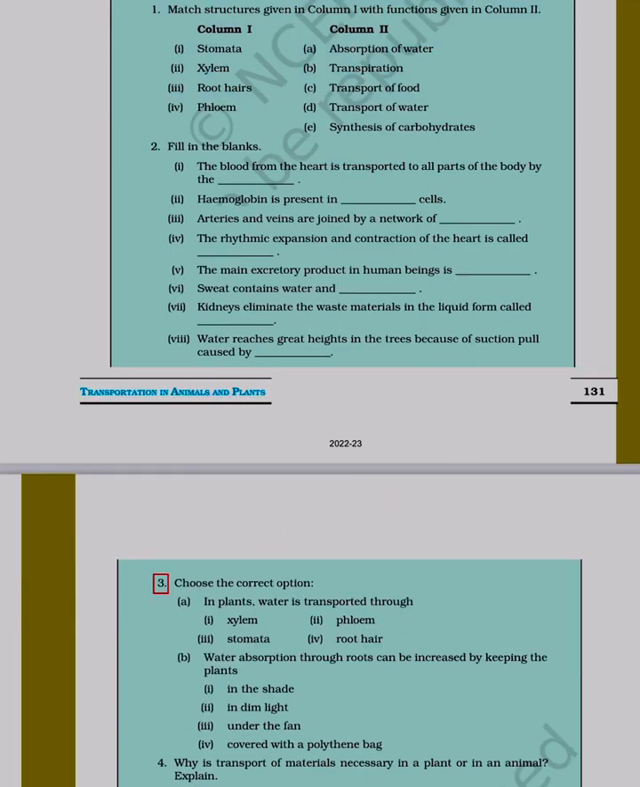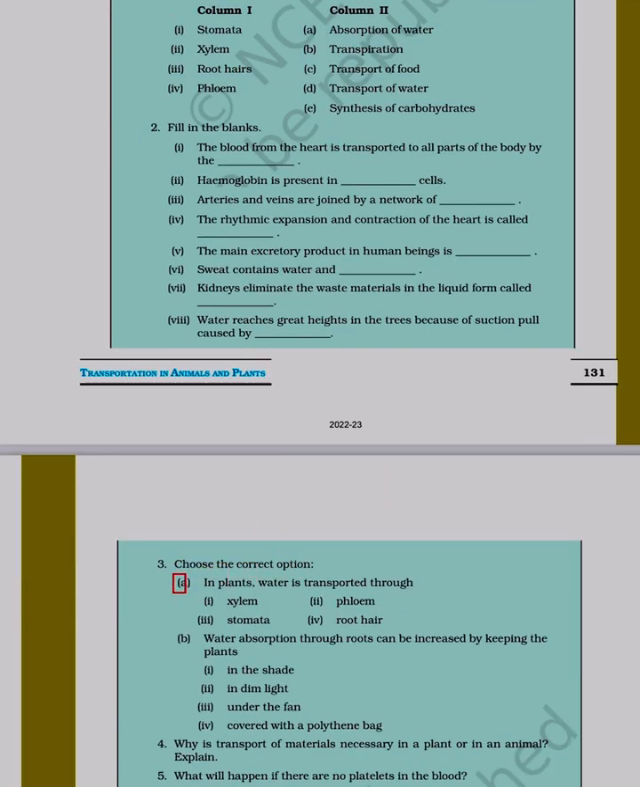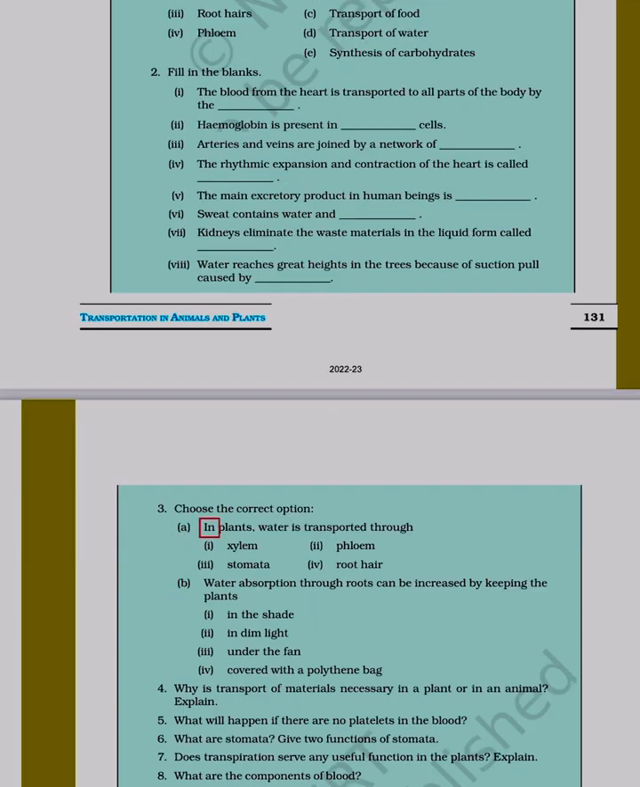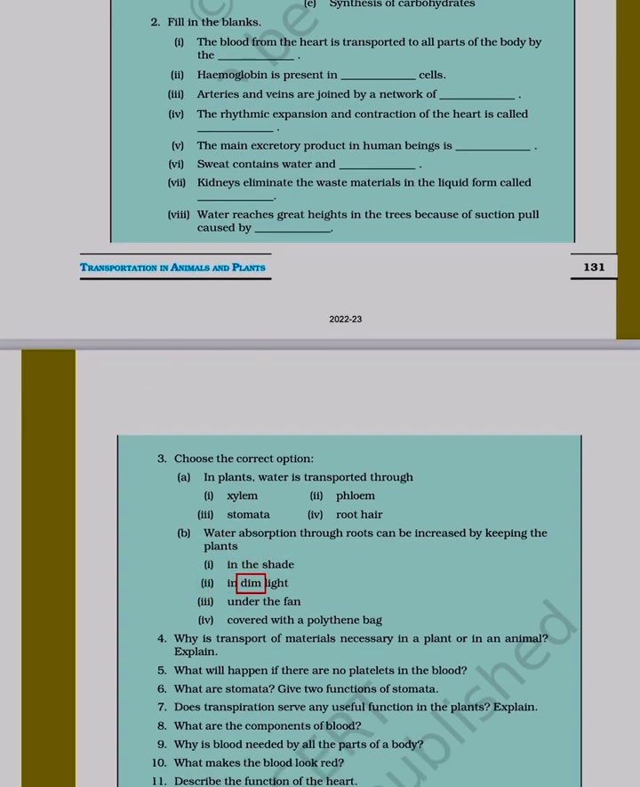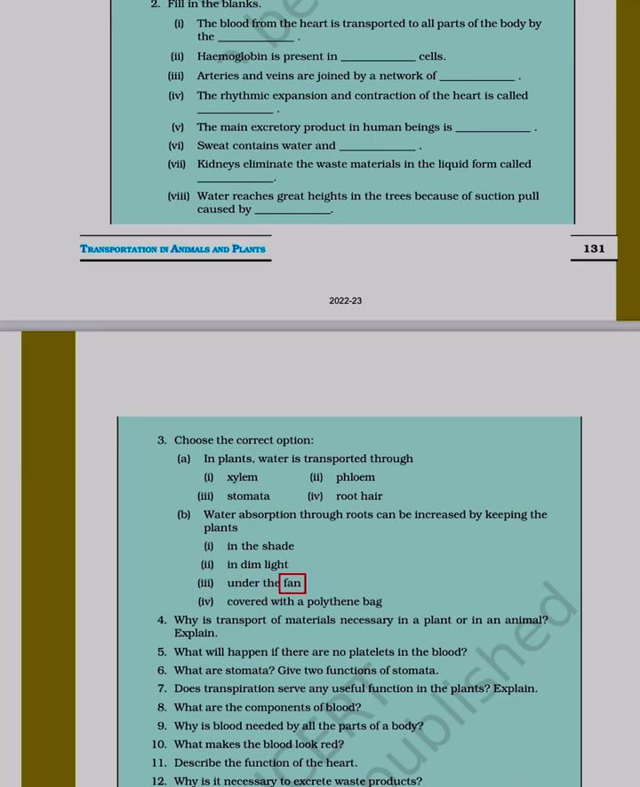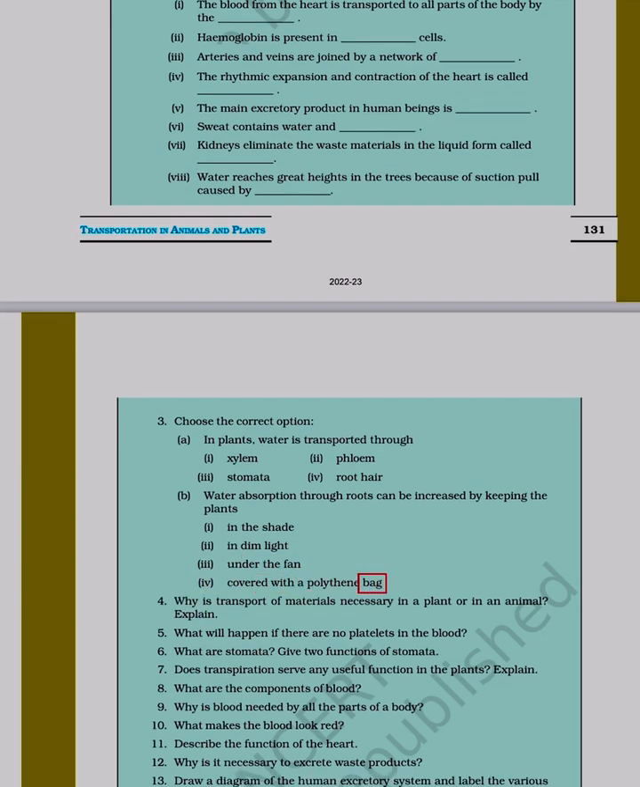131. 3. Choose the correct option. In plants, water is transported through xylem, phloem, stomata, or root hair. Water absorption through roots can be increased by keeping the plants in the shade, in dim light, under the fan, or covered with a polythene bag.